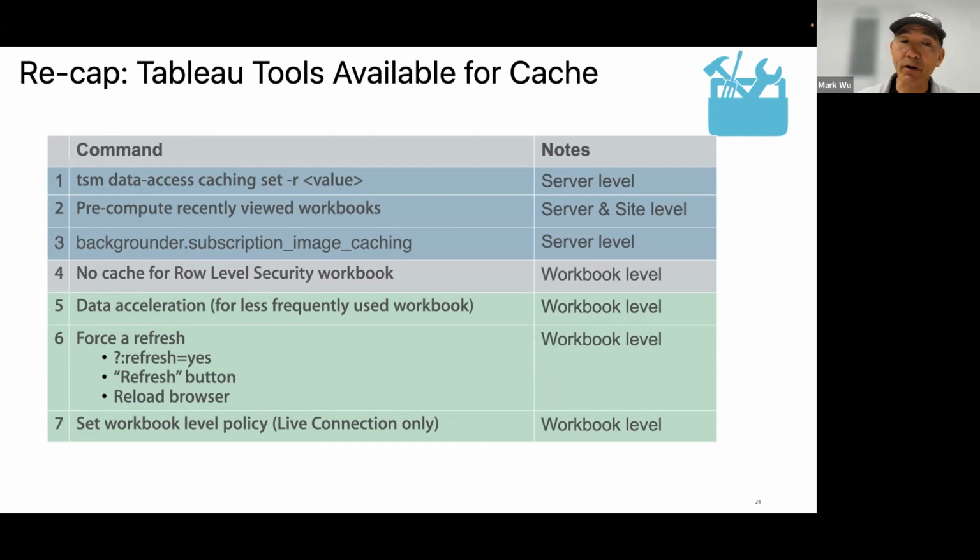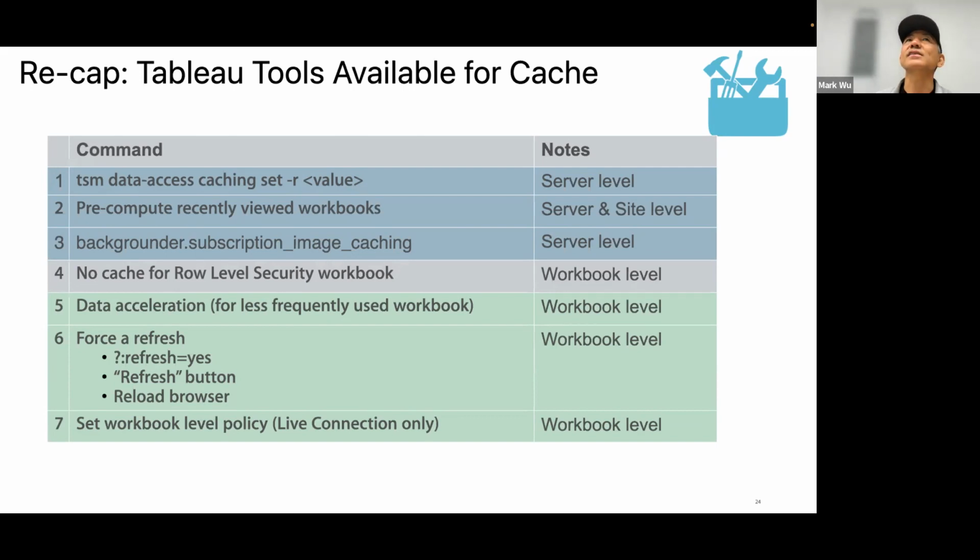At the workbook level, there are 4 different cache behaviors you can do. One is row level security workbooks. By default, it's no cache. Another one is the data acceleration feature. Even for less frequently used workbooks, owners can choose to have a cache warm up for the particular workbook or view.